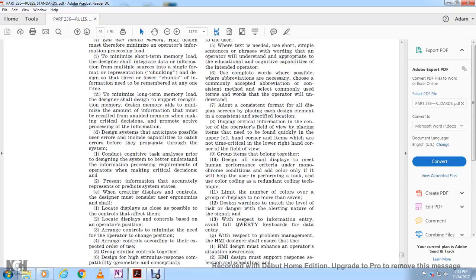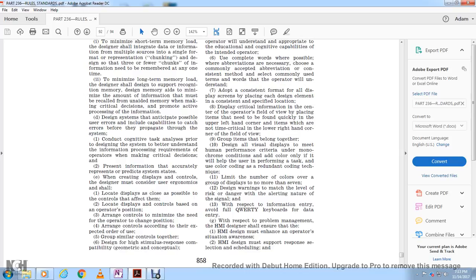When the create display for the control of the designers must consider the ergonomics and shall 1. Locate the display of the slot closest possible to the control of the effect of the time. Locate the display of the control based on the operator's position. Arrange control for the minimize the need for the operator to change position. Arrange controls according to the expected order of use. Group similar to controls together.